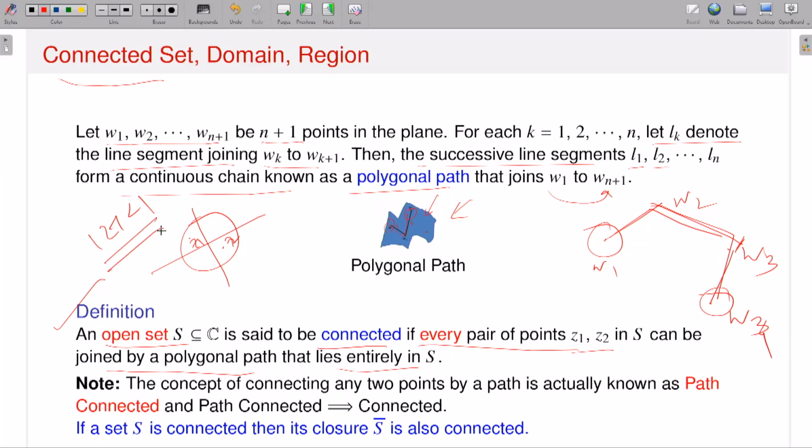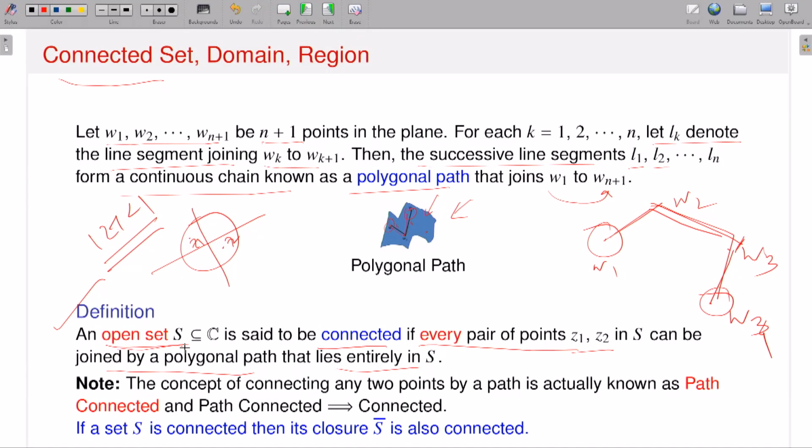First of all, it is open. I already have an open ball, or open disk, of some center and radius. It is an open set. So it is an open set. Perfectly all right. It is connected.